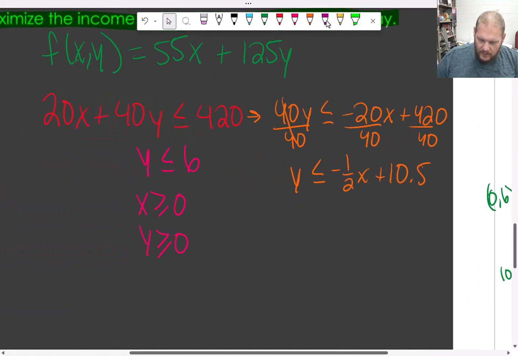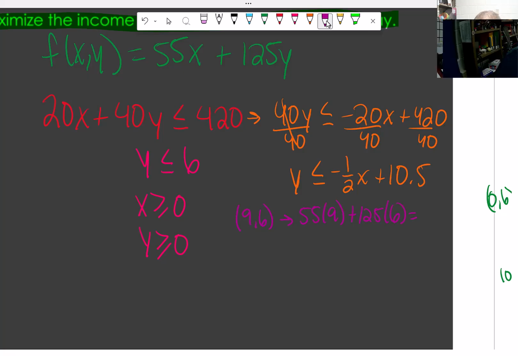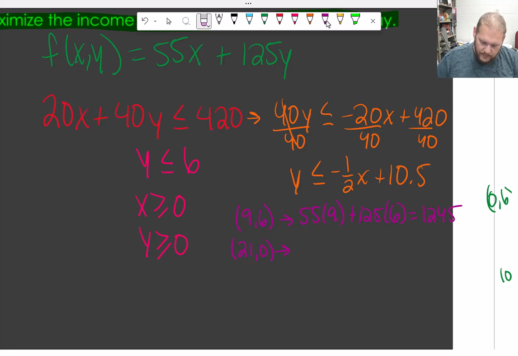So we had 9, 6. If we plug that into our equation, 55 times 9 plus 125 times 6 makes us $1,245. At 21, 0, that would be 55 times 21 plus 125 times 0, which is $1,155. And then 0, 6, 55 times 0 plus 125 times 6 gives me $750. And then, of course, 0, 0 makes us $0.